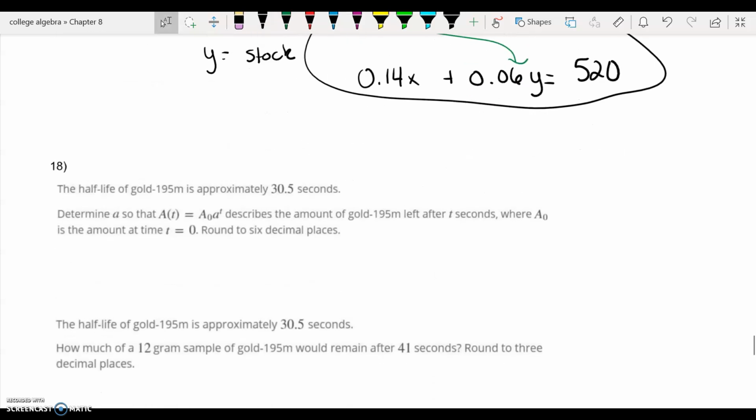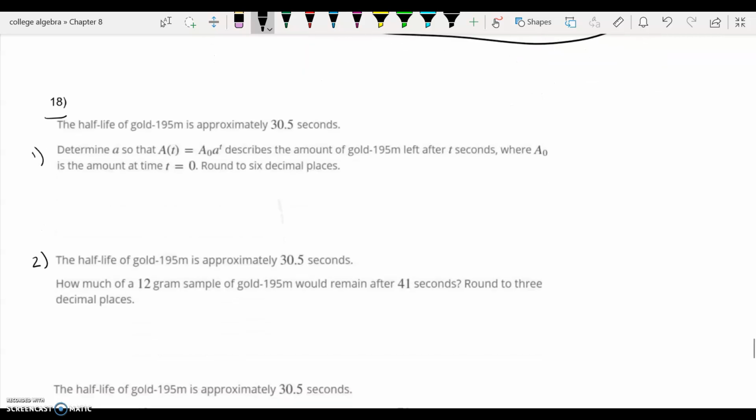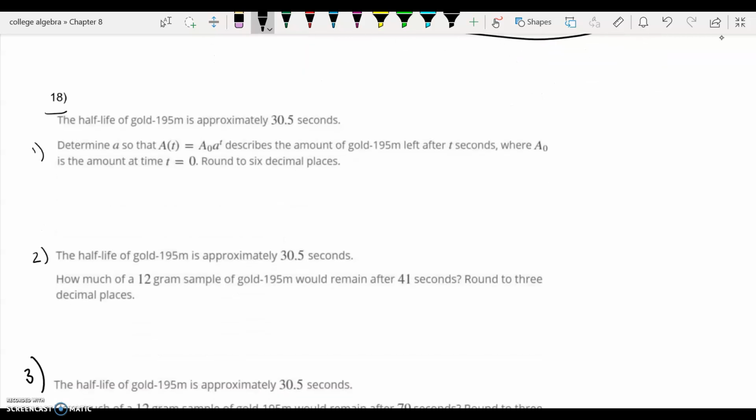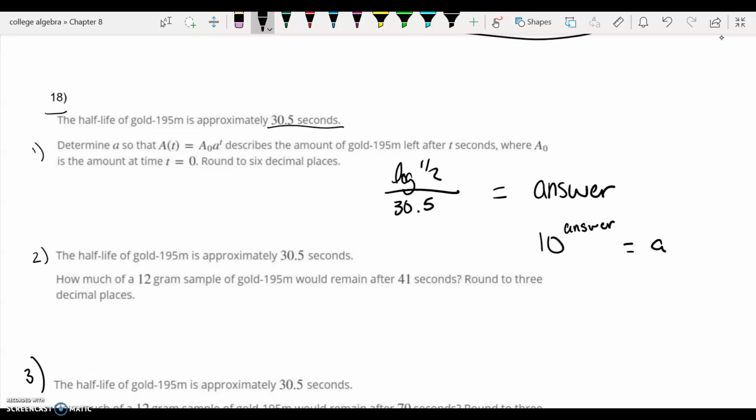Here's the hardest one. This is the one I want you to pay attention to the most. So the first part is the only hard part about it. So there's going to be 3 parts. And again, the first part's the hardest part. So here's what you do. You take log of 1/2 divided by your half-life. You get an answer. Then you do this. You take 10 to the power of your answer to get your A. And you're going to round it to 6 decimal places, so whatever that is.